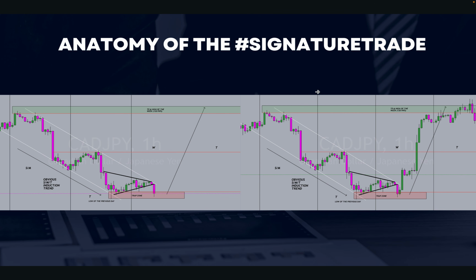Here's another example, side by side, before and after, CADJPY, 1 hour time frame. You're not going to see this very often. And when I say that, this is absolute perfection, okay? Do not think that the market's just going to give you this week by week, okay? This was an absolute perfect example of the signature trade. So you want to keep this in your mind as a perfect example, but understand that there's going to be so many different variations.